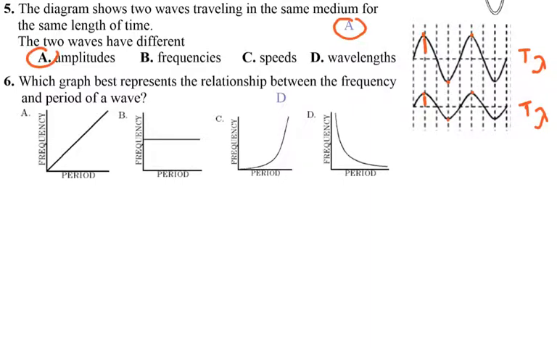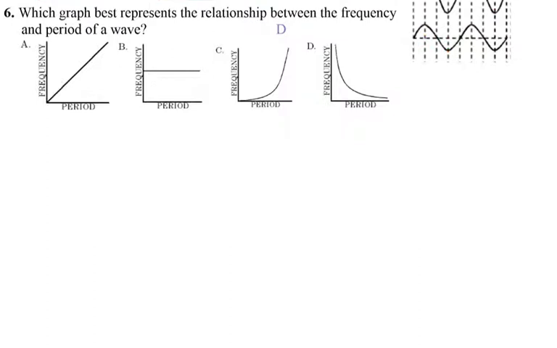So if they have the same period, they have the same frequency. If they have the same wavelength, the length from here to here is the same for both waves. And if they have the same frequency, so same time means same frequency, they will have the same speed, but the amplitudes are different.